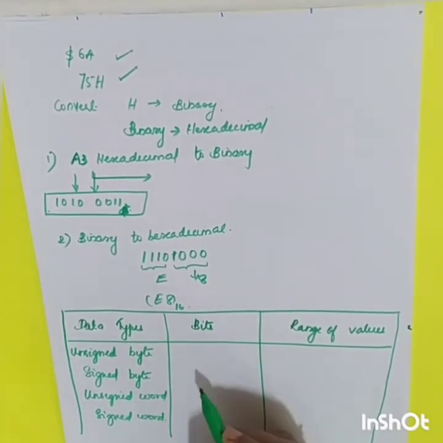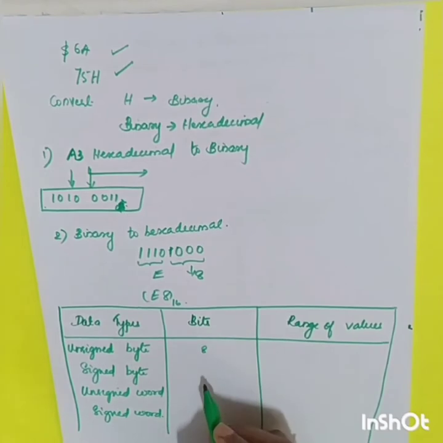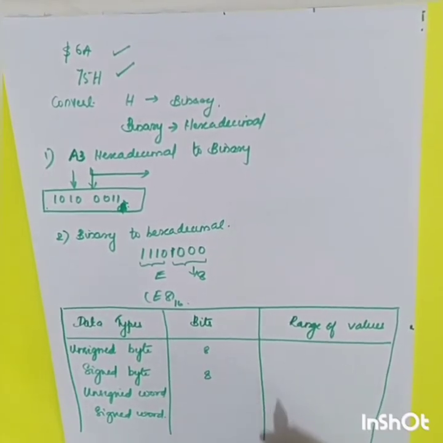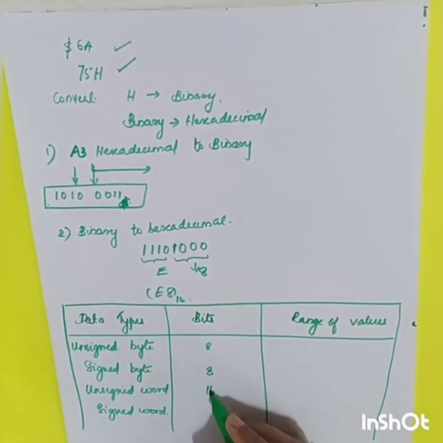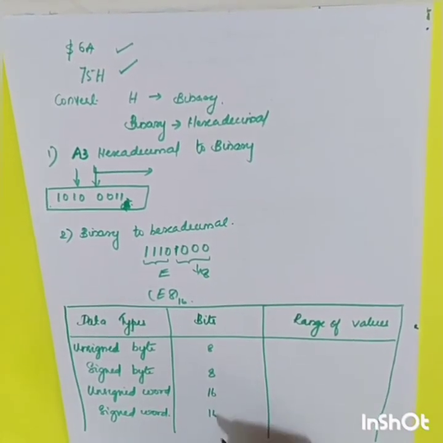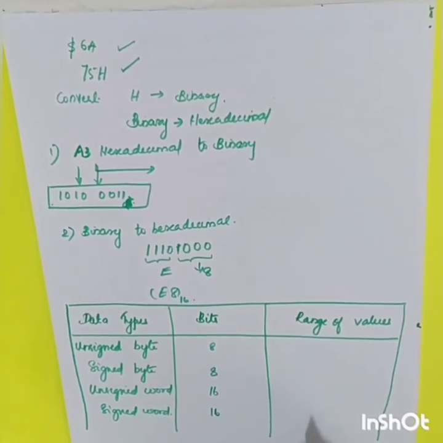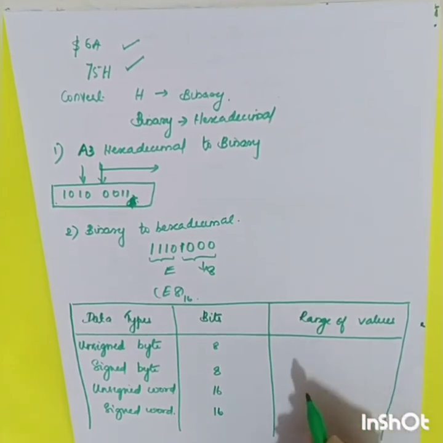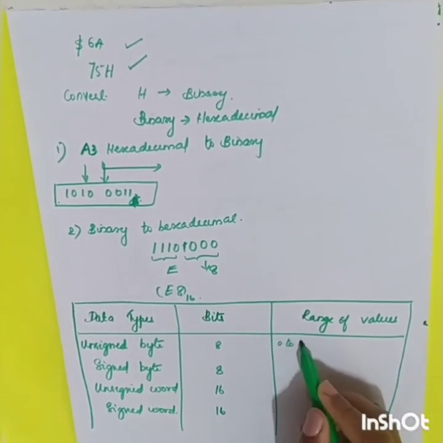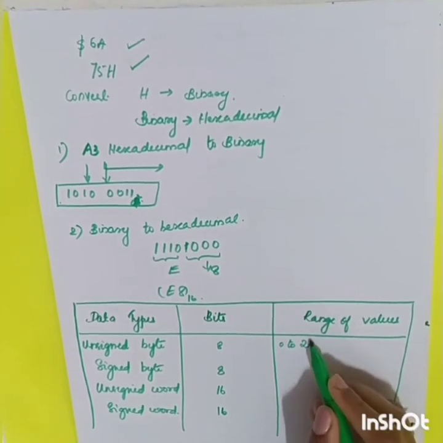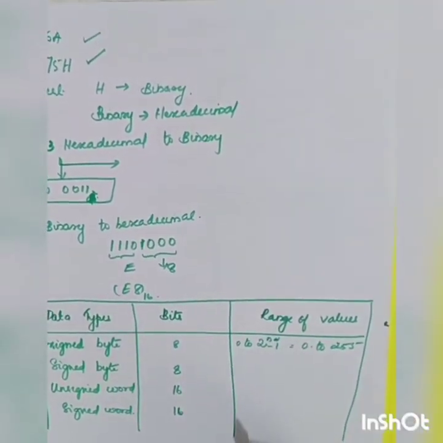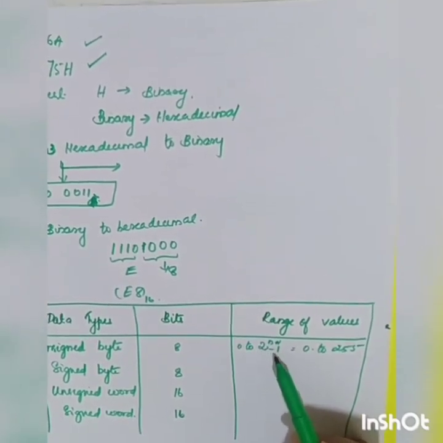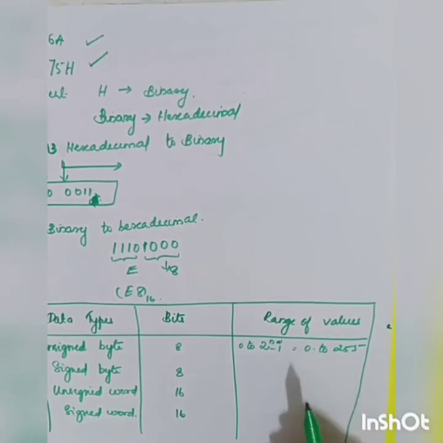So what will be the number of bits? Unsigned byte, 8. 8 bits is 1 byte, right? Similarly, signed byte, number of bits will be 8. Whereas in the case of unsigned word, it will be 16, and signed word also 16. Now what is the range of your unsigned byte? The range will be from 0 to 2 power n minus 1. So 2 power n is 2 power 8, which is 256. Minus 1 is 255. So it is 0 to 255.